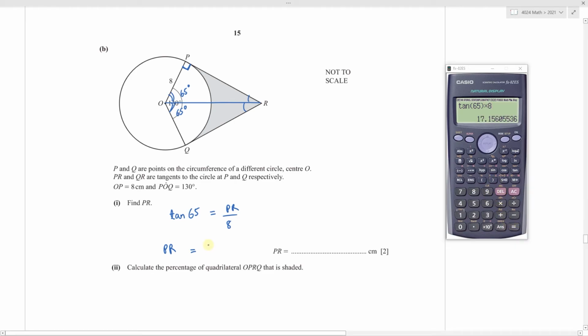So this is 17.17.15, and I can write it as 17.2 centimeter if I have to write it up to three significant figures. So this will be 17.2.